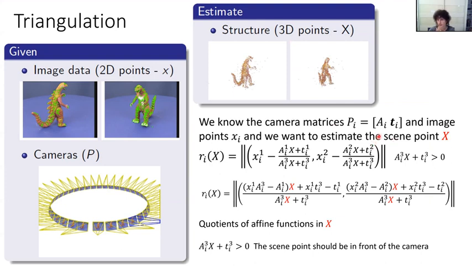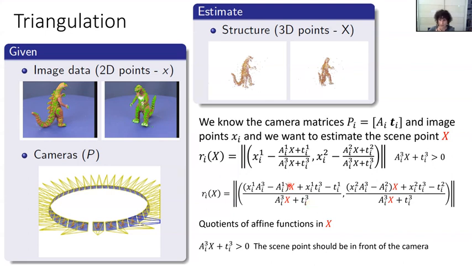Let's say I have in this case the full camera matrix A and T, and actually I'm looking for X. So I have a quotient of affine functions in X, and actually it's very reasonable to say that the denominator is positive, since the scene point should be in front of the camera. As we already discussed, this actually measures the distance from the camera of the scene point, right? So this should be positive. It's a reasonable argument. Okay, this is triangulation.